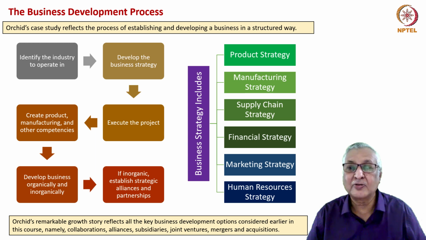Business strategy itself includes all functional strategies, including but not limited to product strategy, manufacturing strategy, supply chain strategy, financial strategy, marketing strategy, and human resources strategy. Some of these slides and some of these points would have been seen by you earlier. However, I am recalling them for cohesion as far as this lecture is concerned. Orchid's remarkable growth story reflects all the key business development options that we have considered earlier in this course, namely collaborations, alliances, subsidiaries, joint ventures, mergers, and acquisitions.